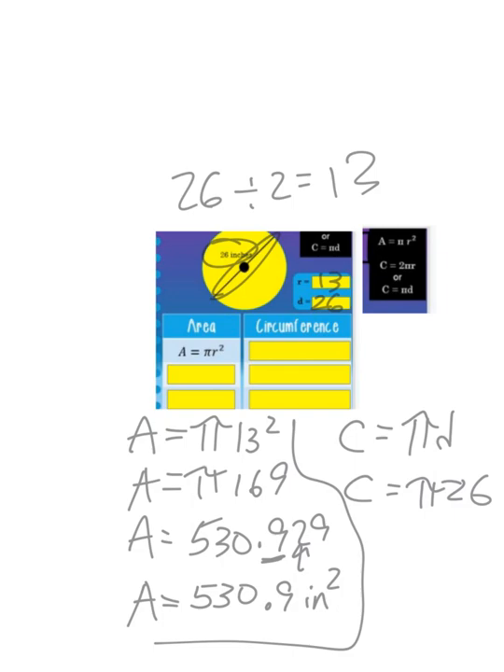Pi times 26 equals 81.681, and then it goes 4, and so on, but I have enough to round. So I'm rounding this number, so I'm queuing on that number. The 8 right here is larger than 5, so I'm going to boost that 0.6 to a 0.7, 81.7 inches. And again, we don't have our unit as inches squared for our circumference because it's a distance that we can measure with a ruler.